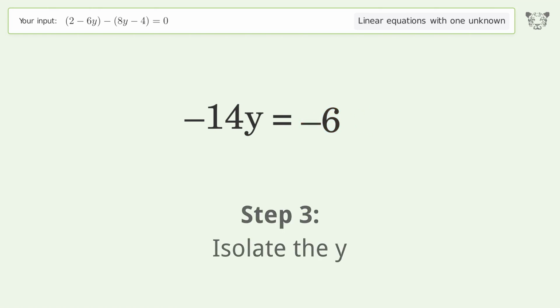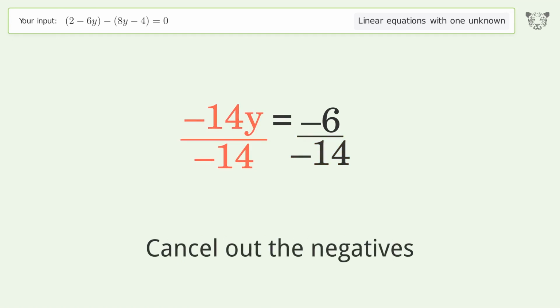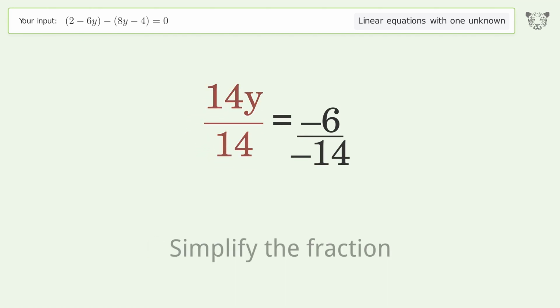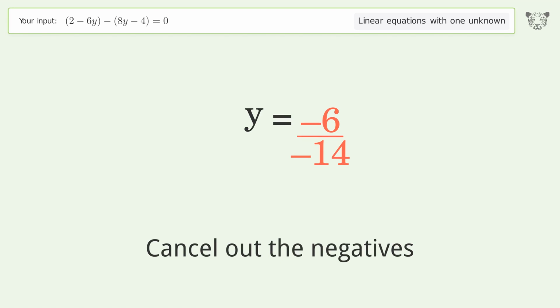Isolate the y. Divide both sides by -14. Cancel out the negatives. Simplify the fraction. Cancel out the negatives.